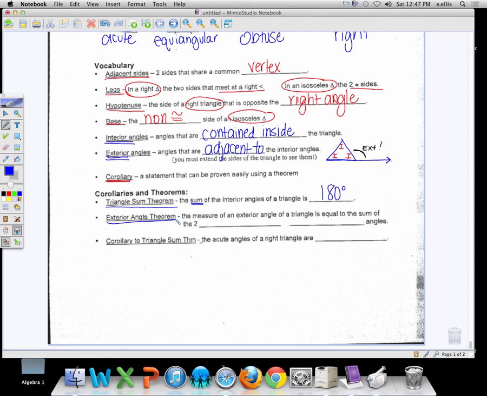The exterior angle theorem. This one is a little new today. It says the measure of an exterior angle of a triangle is equal to the sum of the 2 non-adjacent interior angles. Now, that's got a lot of big words in there.